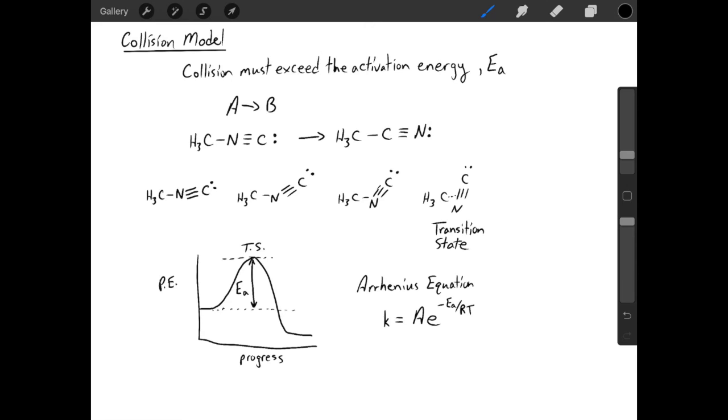And while I won't actually ever ask you to use the Arrhenius equation, you can look at it and take away a couple of points, which is that as temperature increases, k increases, assuming the activation energy stays the same. And if k increases, the rate increases.